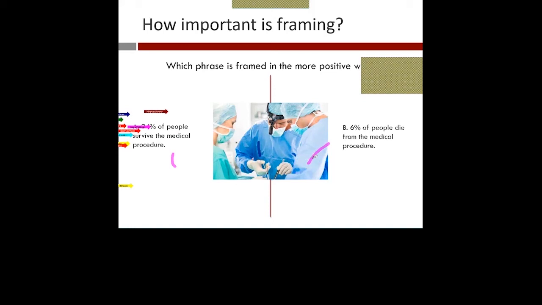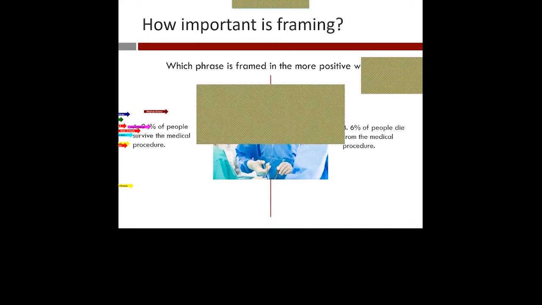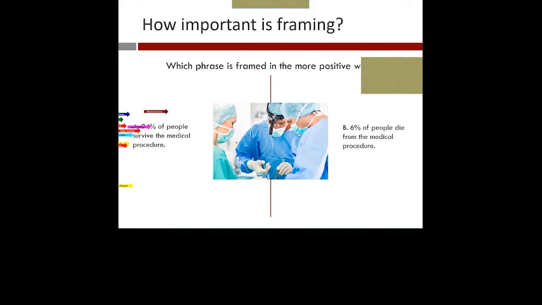All right, and I see that a lot of you are saying A, and I have to say that I agree. A sounds a lot better if I'm trying to make this medical procedure seem more positive. If I wanted to highlight to you the danger of this medical procedure, I might say B, right? 6% of people die from it. And as you can see, these give you the exact same statistic. I've just framed it in a way that highlights what I'm hoping to highlight. So we're going to go on and do one more of these.